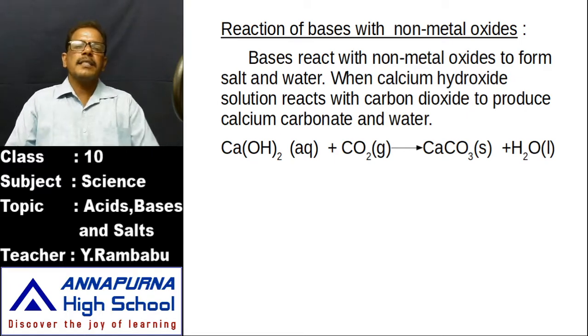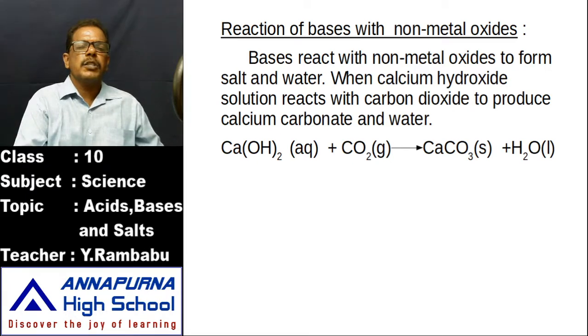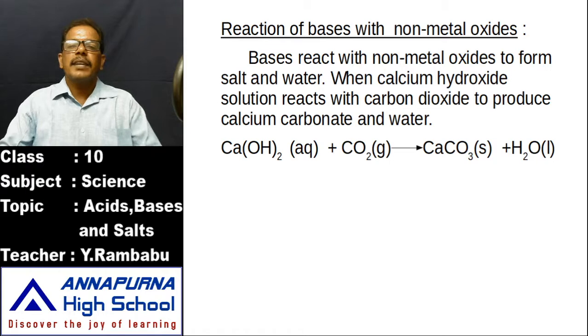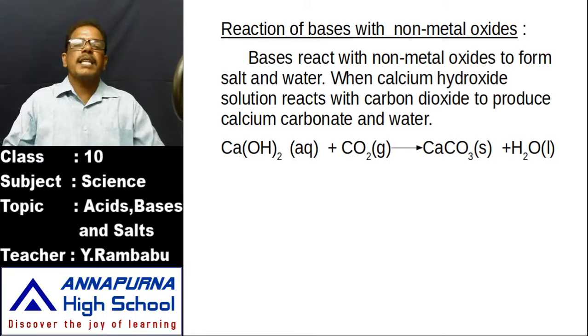When these non-metals react with oxygen, what is formed? Non-metallic oxides are formed. For example, if wood is burnt, wood means what is its chemical composition? Carbon. It reacts with oxygen, and carbon dioxide is formed. When sulfur reacts with oxygen, sulfur dioxide and sulfur trioxide are formed. In the same manner, when phosphorus reacts with oxygen, phosphorus pentoxide is formed. This carbon dioxide, sulfur trioxide, phosphorus pentoxide, all these are examples of non-metallic oxides.